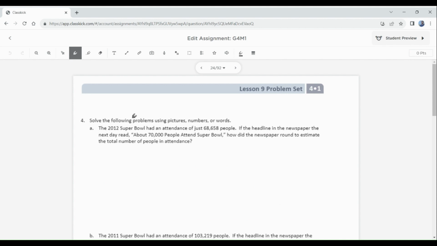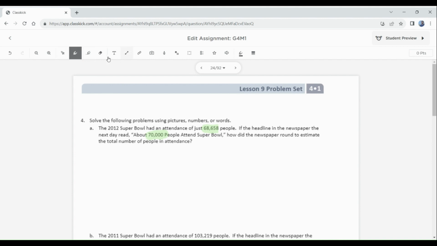Number 4 says solve the following problems using pictures, numbers, or words. The 2012 Super Bowl had an attendance of 68,658 people. If the headline in the newspaper the next day read about 70,000 people attend Super Bowl, how did the newspaper round to estimate the total number of people in attendance? So, how do 68,658 people actually attend, but then the newspaper headline reads that there were 70,000 people there?